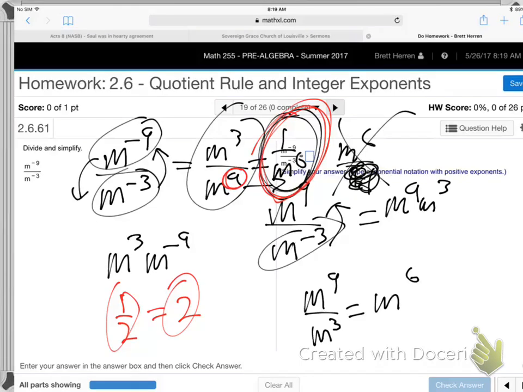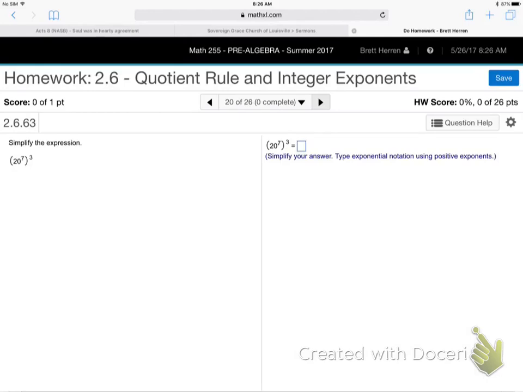Good. A lot of rules here, aren't there? Yes. All right. 20 to the 7th to the 3rd.